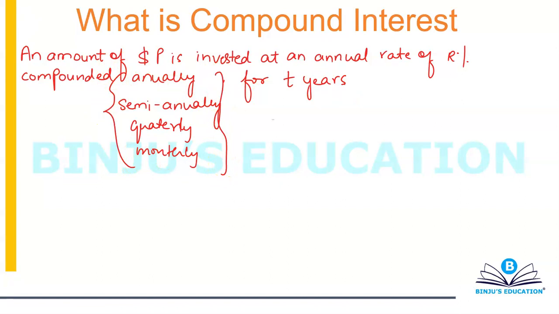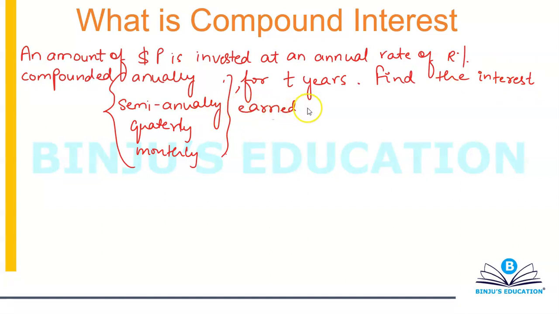I'll make you understand. Let me first write the complete question. Find the interest earned after T years. Find the interest earned, or let's say find the amount, because in case of interest I'll again have to subtract the principal. Anyways, that thing you can also do. It's nothing new about it.